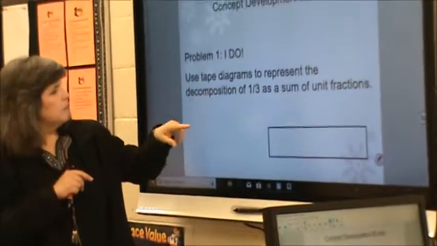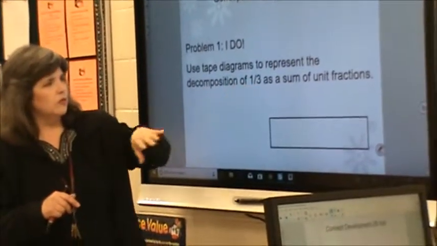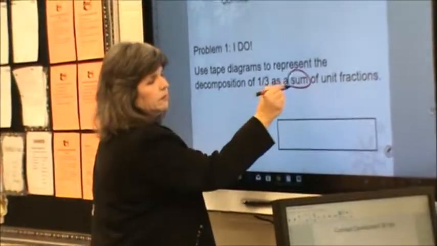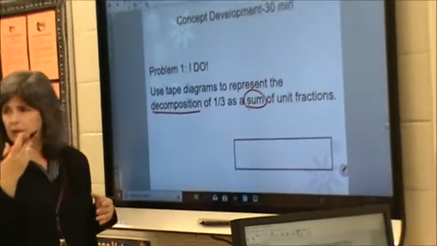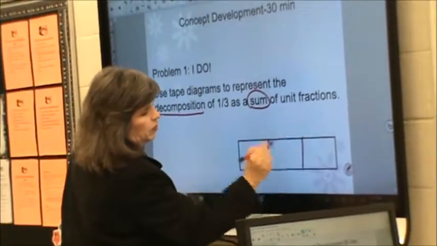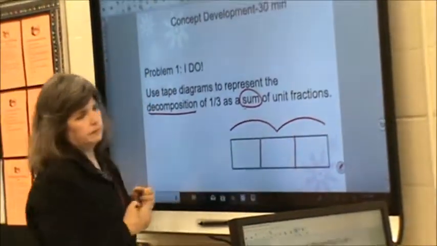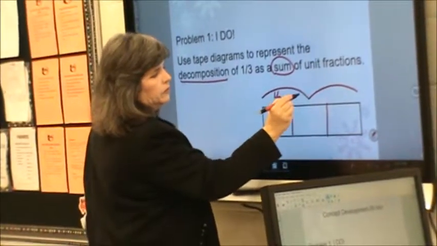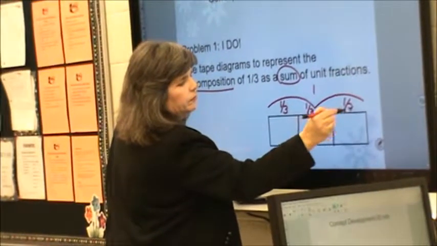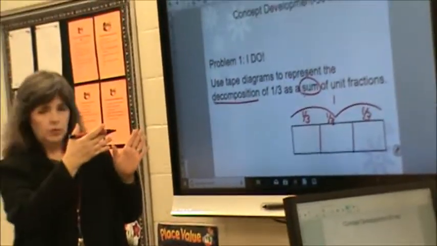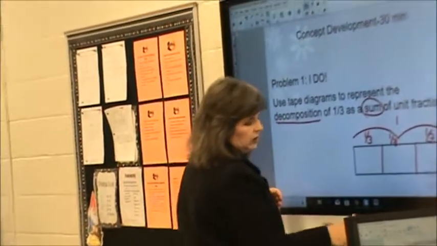Use a tape diagram to represent the decomposition of 1/3 as the sum of unit fractions. A lot of words in it. What does sum mean? Add. Okay. Decomposition, you just said you're going to break something apart. So we're going to label this as 3 equal pieces, this one whole. Everyone agree? Okay. So this is 1/3. This is 1/3. This is 1/3. Now we're going to break each piece, Charlie, into halves. So we're just kind of split this up.